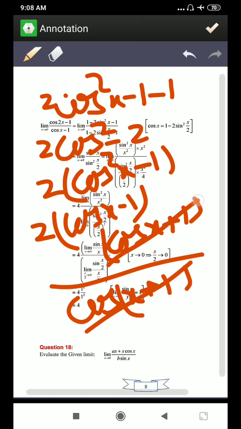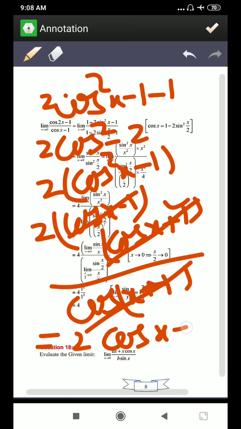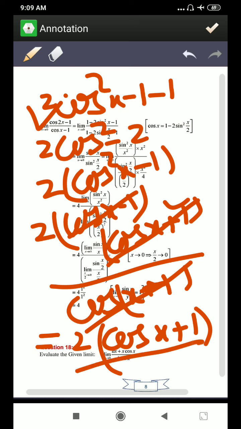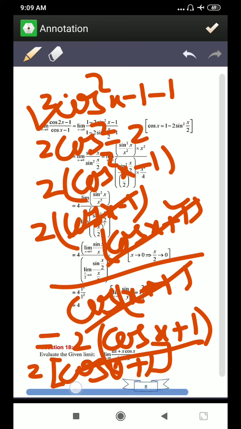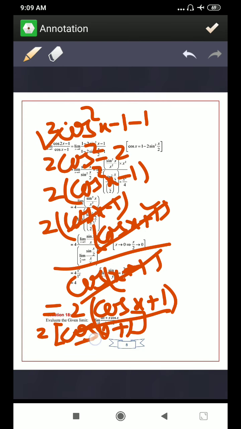Okay, so this is cancelled out. Sorry, it is cos x minus 1. So this is cancelled out. You will have 2 into (cos x plus 1). So I have simplified whatever is given. It is 2 into (cos x plus 1). I have simplified using the trigonometry. Now we will put limit x tends to 0 in this. So you put x equal to 0 in this. It will be 2 into (cos 0 plus 1). Cos 0 is 1 only. So 1 plus 1, it is 2. So 2 into 2, that is 4 would be the answer.